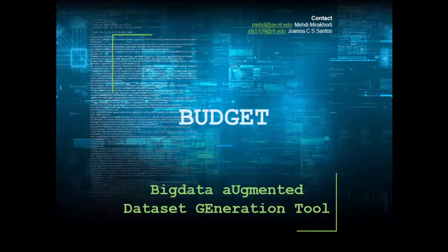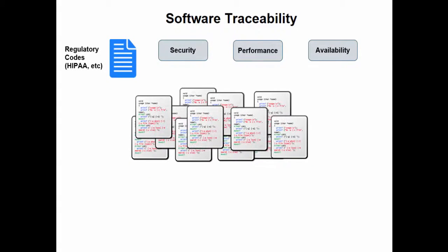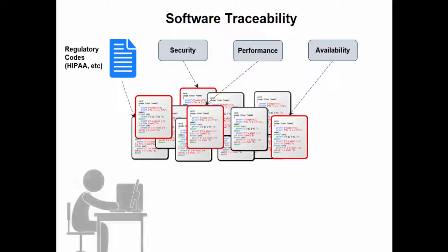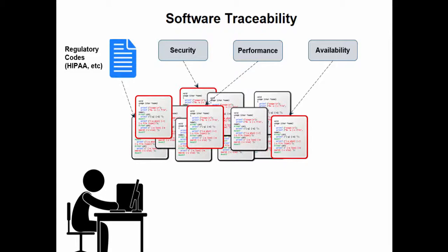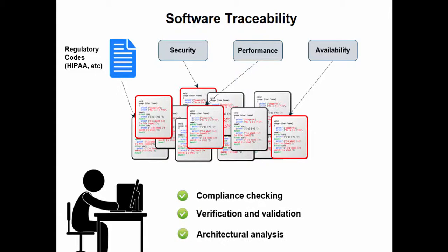In this video, I'll be demonstrating BUDGET, a Big Data Augmented Dataset Generation Tool for the problem of software traceability. Automated traceability techniques use advanced data mining methods to automatically trace and connect different software artifacts which are conceptually similar. These links help developers perform their activities, such as compliance checking, verification and validation, and architectural analysis.